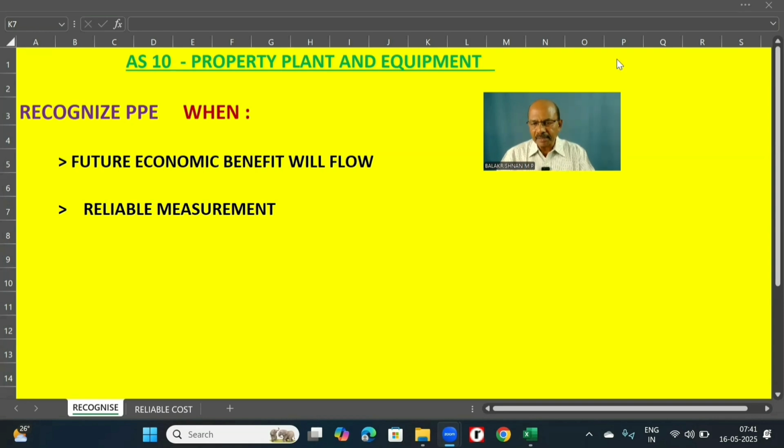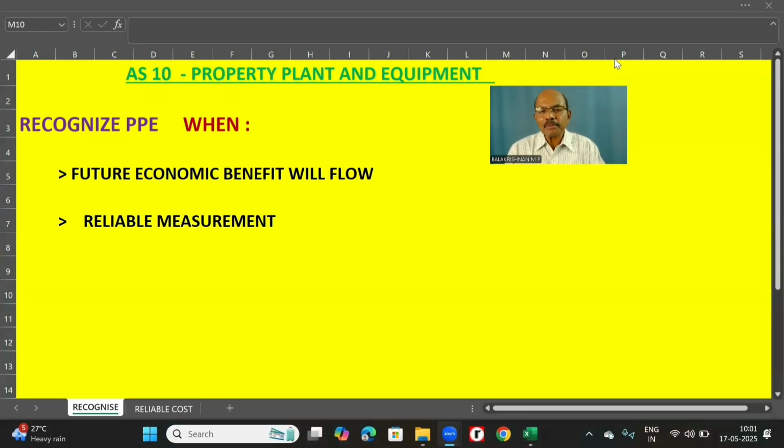Let me give you an example. Taking these two conditions together. Suppose you buy a machine for your factory. Certainly, it will help you produce goods. That is a future economic benefit, and that is condition number one. And now, say you have the invoice showing it cost rupees 5 lakhs. It's a reliable cost, a reliable measurement. That's condition number two. So you can record it as PPE in your books.